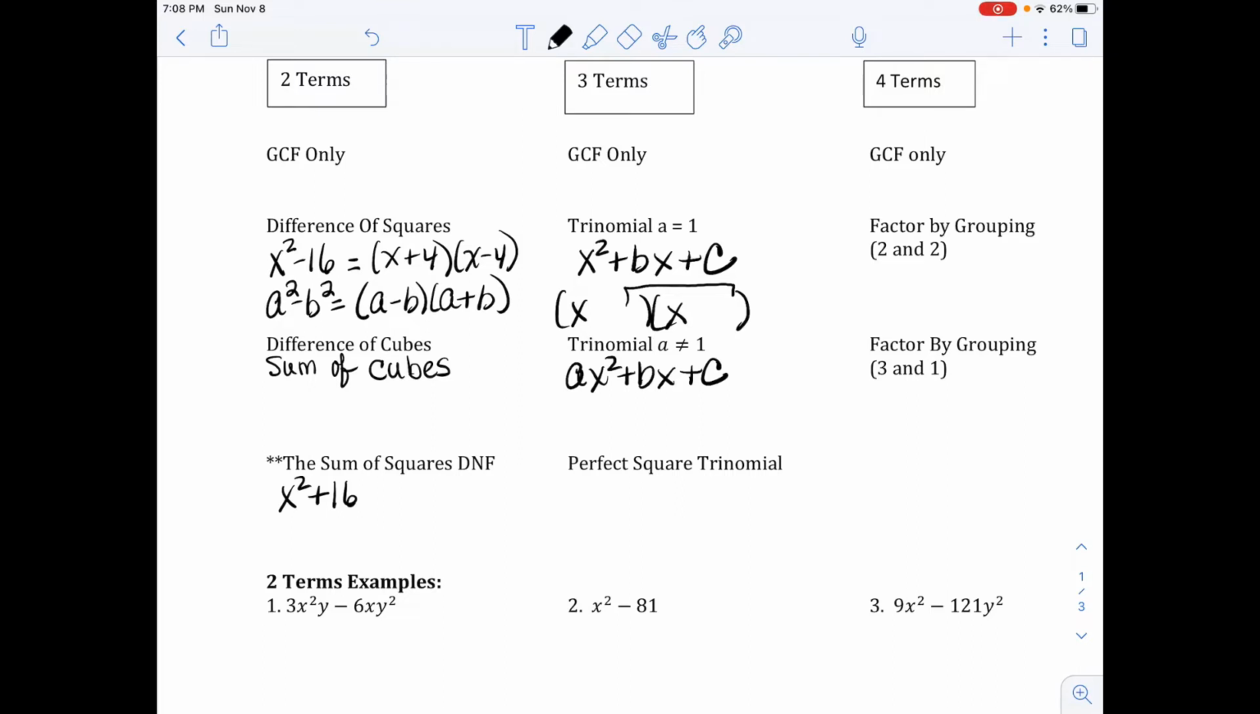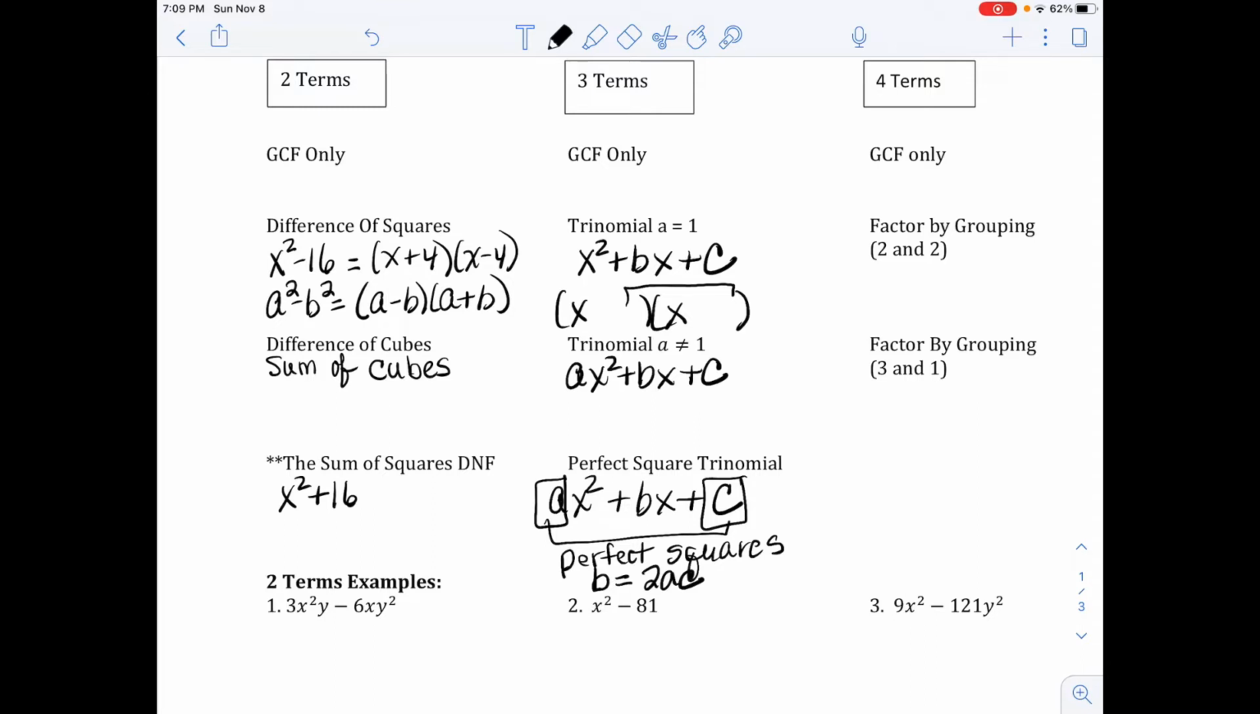So a perfect square trinomial, ax squared plus bx plus c, a and c will be perfect squares. b is going to be equal to 2ac. That's the pattern for a perfect square trinomial. And again, we will practice these.